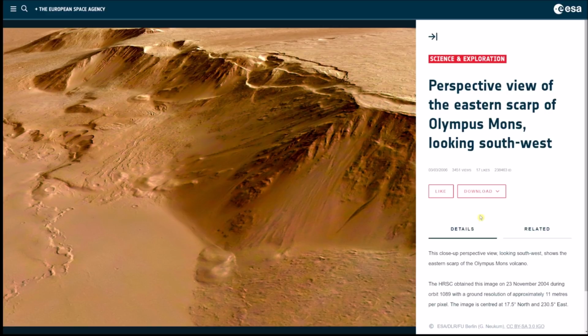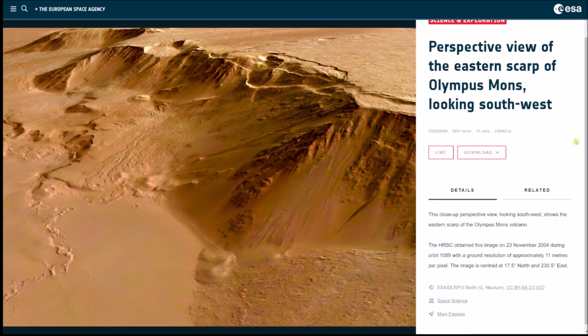Now you can download it right here on the right-hand side, halfway down that page, and it shows right here high-res JPEG, and it's like 7.69 megs, right? Now you can see right here, this close-up perspective view, looking southwest, shows the eastern scarp of the Olympus Mons volcano. The HRSC obtained this image on 23rd November 2004 during orbit 1089 with a ground resolution of approximately 11 meters per pixel. I think that's like 23 feet, isn't it, somewhere on there? I could be wrong, but you guys can correct me.